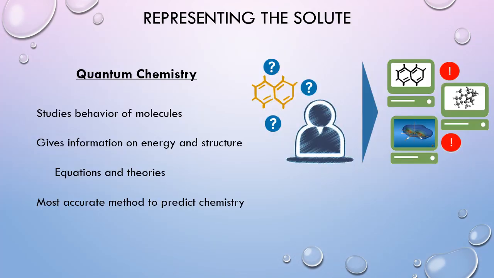First, we need to represent the solute in our model. We do this by using quantum chemistry, which is a branch of chemistry that studies the physical properties of molecules as well as gives information on their energy and structure through a series of equations and theories. But it takes an extended period of time to calculate through a computer. So how do we model the solvent?